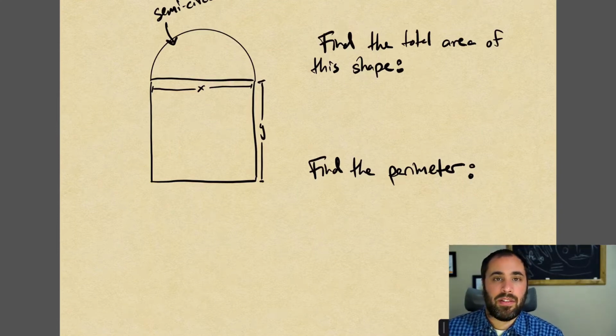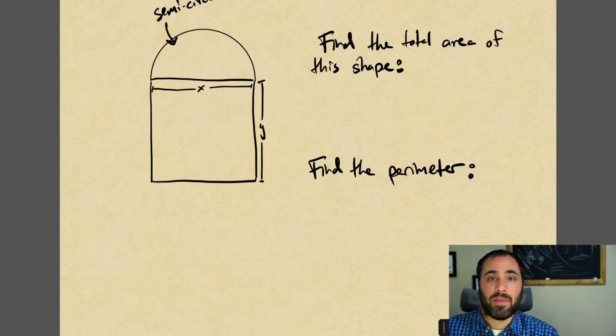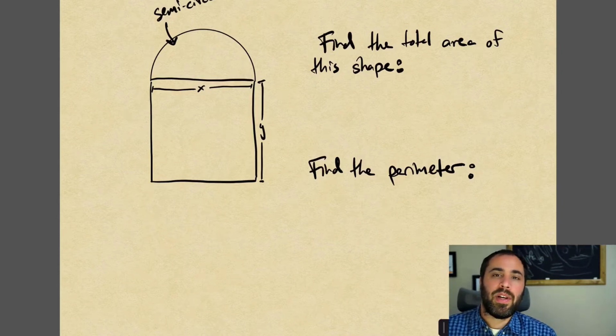Imagine we had this shape. It's a rectangle capped with a semicircle. We won't start with the optimization right away. Let's write down expressions for the area and the perimeter of this shape.